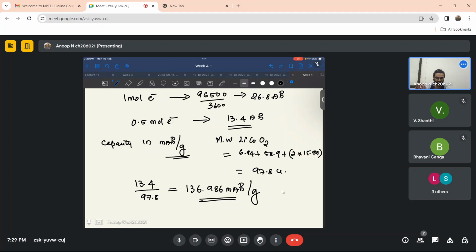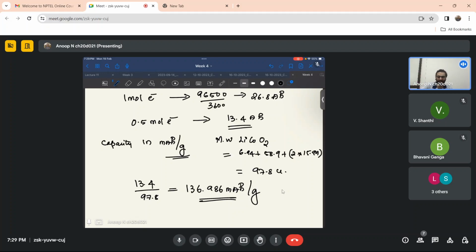Don't worry about it. This kind of concept, these kind of questions, I don't think will be coming for the exam. But just think, this is the concept. 1 mole of electron is 26.8 ampere hour, which is nothing but 96500 coulomb. So using that, we can do any calculation. Since the question was asked in ampere hour per gram, we just calculated the weight of active material and divided it to get the value of capacity in milliampere hour per gram.